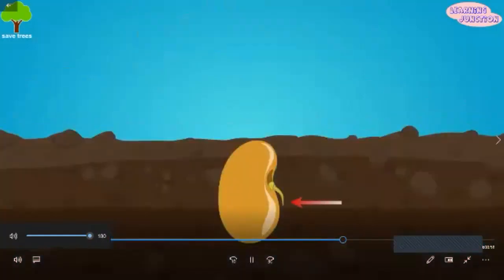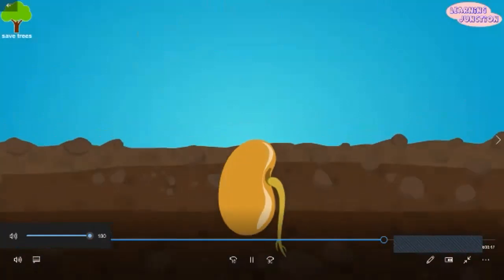The first parts of the seed to come through the seed coat are the cotyledon and the root, or the radicle. The root takes hold of the soil and starts to consume food from the soil. But because it's still so tiny, the cotyledon is still the main source of food.